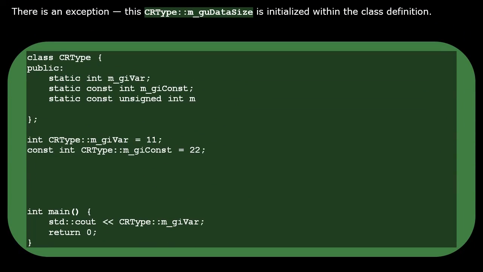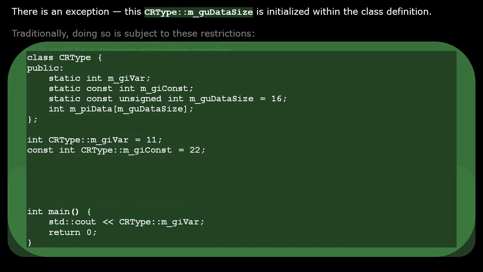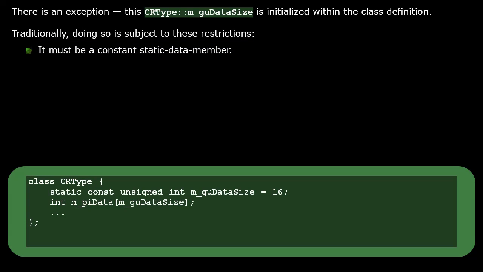Consider this array data member. We'd like its size to also be encapsulated within our class. But to do so requires initializing a static data member inside the class definition, breaking the C++ language's traditional rule about where to initialize static data members. Traditionally, you could break the rule, but only in this special situation.